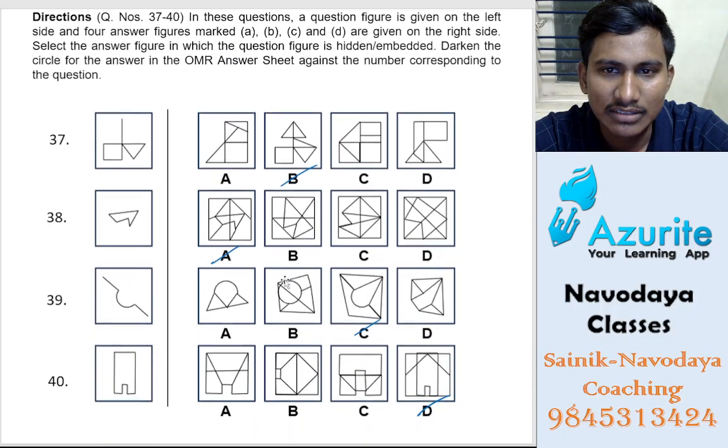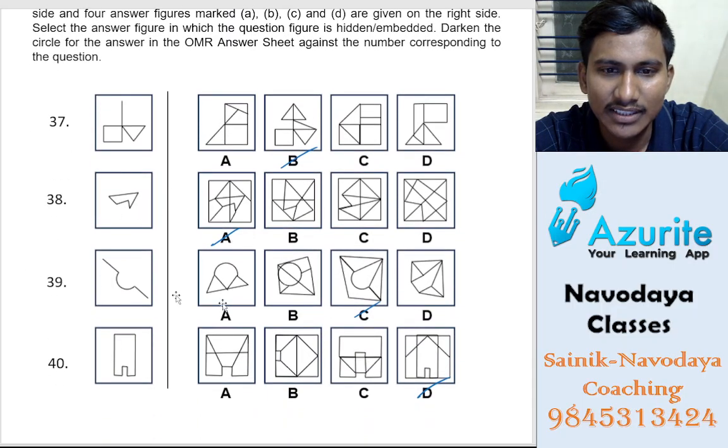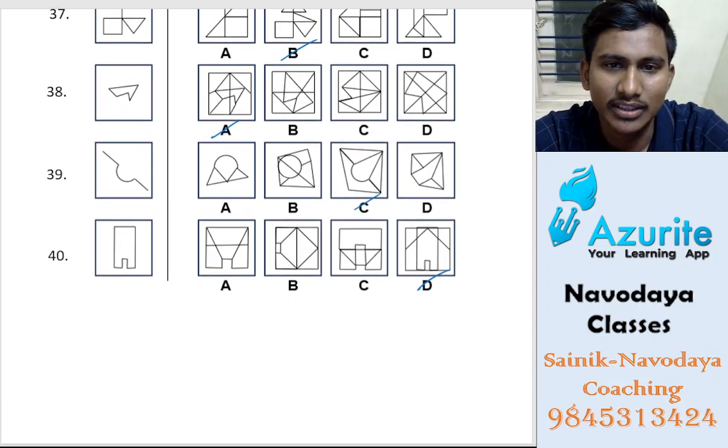And then 37 is B, 38 is A, 39 is C, 40 is B, D. So these are the answers. You check it and get your marks.